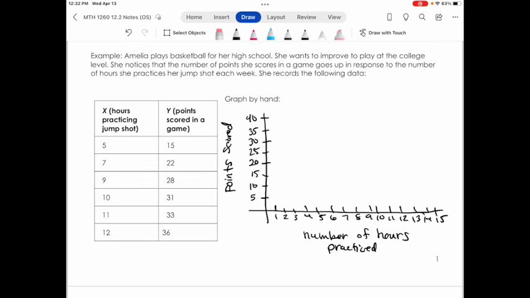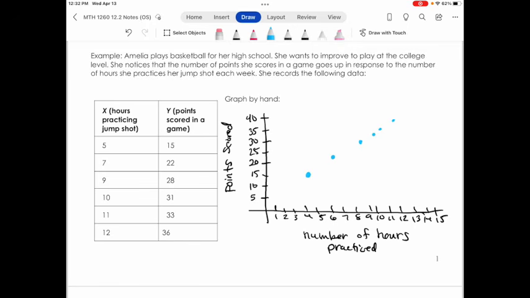Okay, so now we can go ahead and plot our values. So I have an ordered pair of 5 for my X and 15 for my Y. So that'll be right here. And I'm just going to go through and make sure I graph all my points. So 7 and 22, 9 and 28, 10 and 31, 11 and 33, and then 12 and 36. So here's my scatter plot.